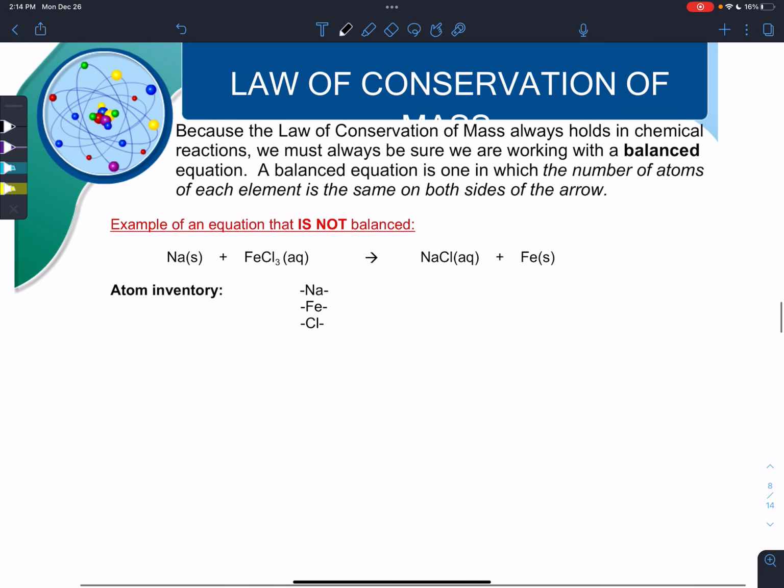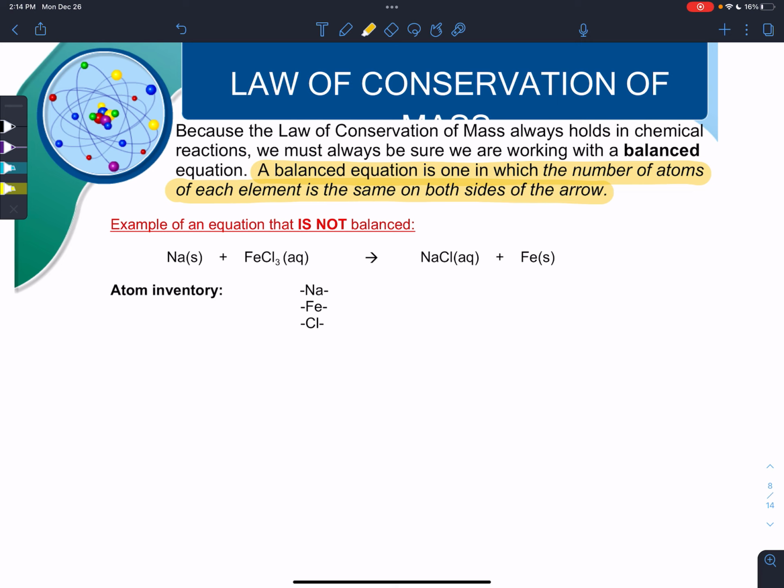So now let's get into balancing. How do we actually apply this when we're balancing reactions? Because the law of conservation of mass always holds in every single chemical reaction, every equation we have to be working with needs to be balanced. A balanced equation means that the number of atoms of each element has to be the same on both sides of the arrow. So for example, if you've got 1 sodium on one side, you have to have 1 sodium on the other.